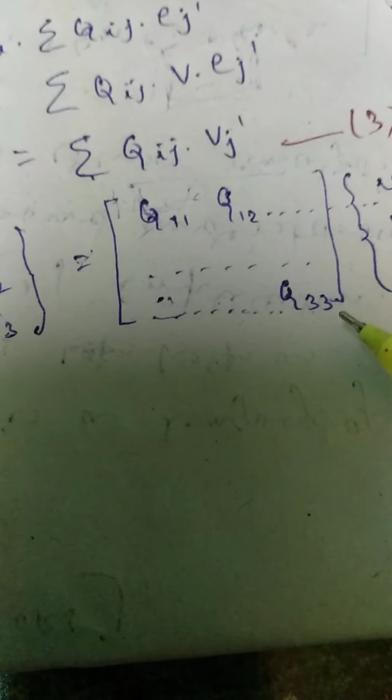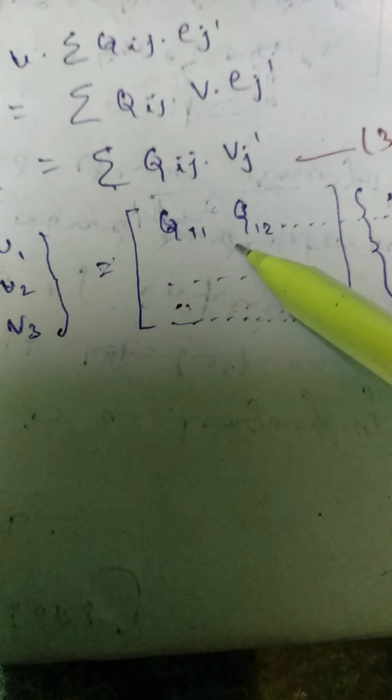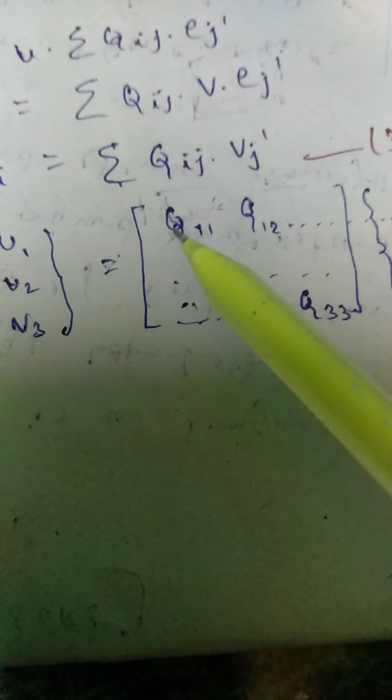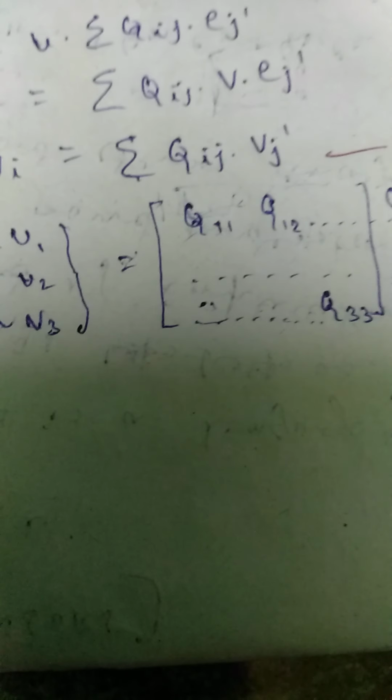So Q11, Q12, Q13 are the components of this matrix, and you can compute them easily by the cosine of the angles between the basis vectors of the primed and the unprimed system. This is how you calculate these components, Q11, Q12, Q13, and these 9 matrix components.